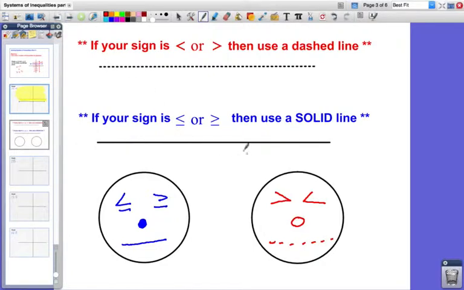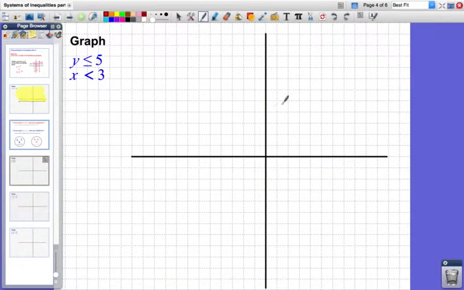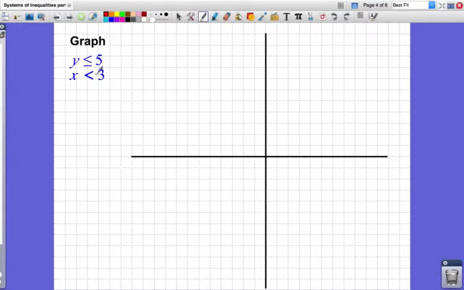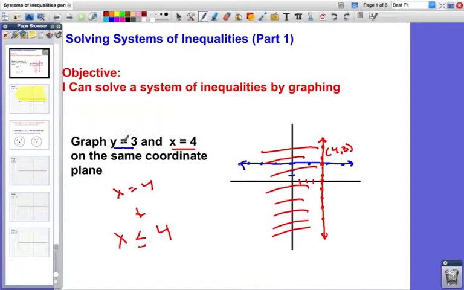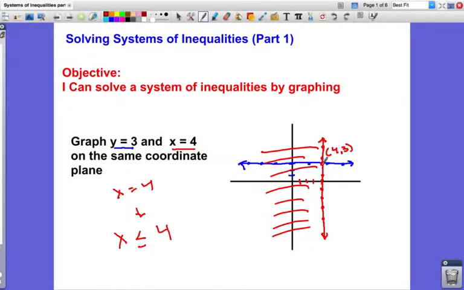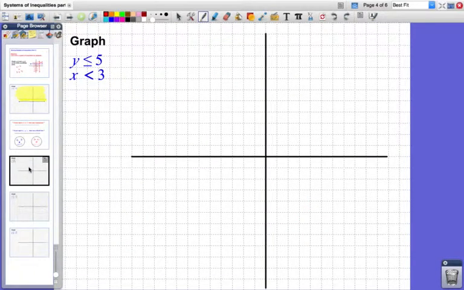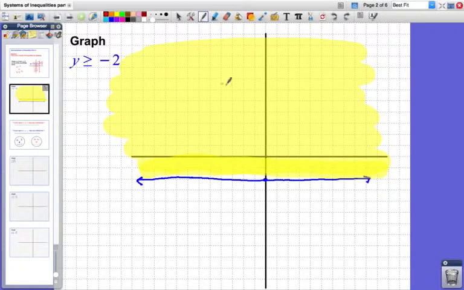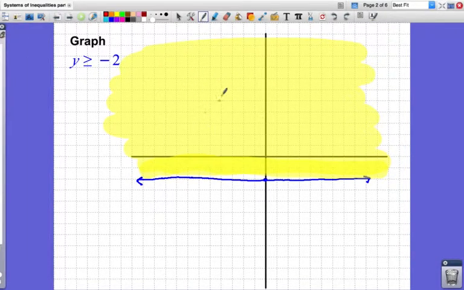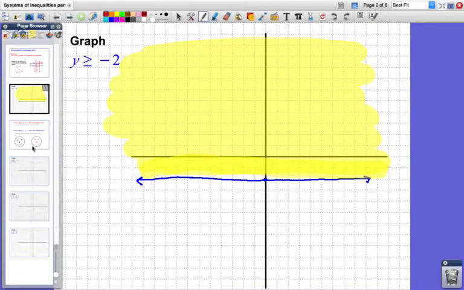So that's just one little technicality when graphing inequalities in general, but let's look at some more here. So now I have the system y is less than or equal to 5 and x is less than 3. So now I have two inequalities, and I'm going to graph them on the same coordinate plane. Just like when we had a system of equations, before when we graphed y equals 3 and x equals 4, we found their point of intersection, where both of their solutions overlap. We're going to do the same thing, but now we have inequalities, so we're going to have a lot of solutions. We need to see where both of our solutions overlap, and there's going to be multiple solutions here.